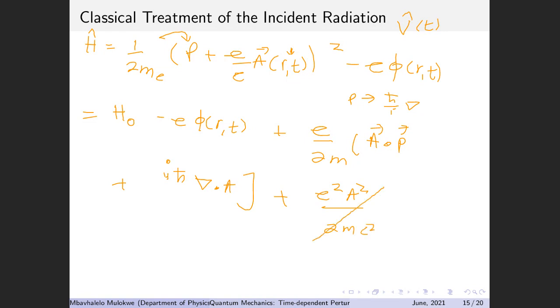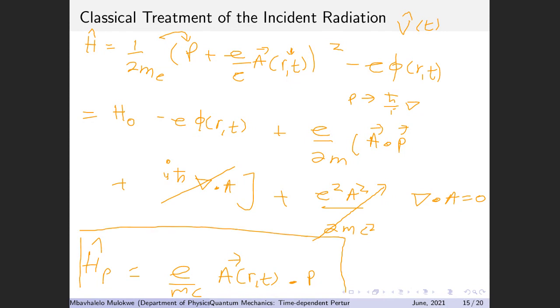For now, we are going to ignore terms that are of higher order in the field. So this A squared we will ignore for now. Then in Coulomb gauge, if you remember from classical electrodynamics, div A is equal to 0, so that term goes away. So this means that we can read off the perturbation Hamiltonian. It's just given by e over mc A of r and t dotted with p. So this is what we will be using. I mean, if you want, this is what I've been calling V of t.